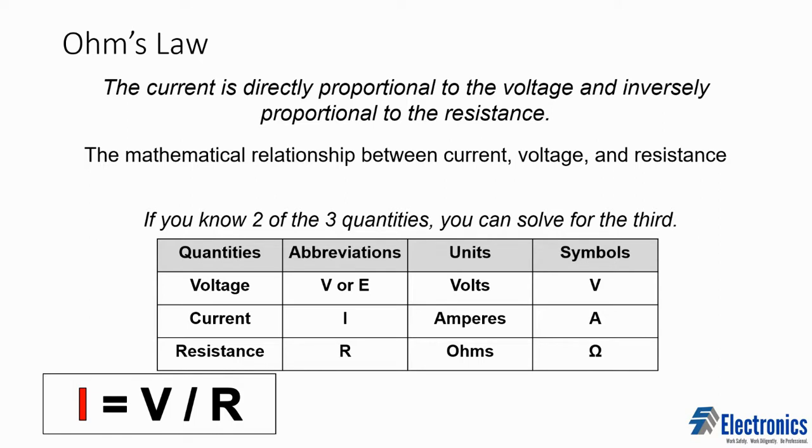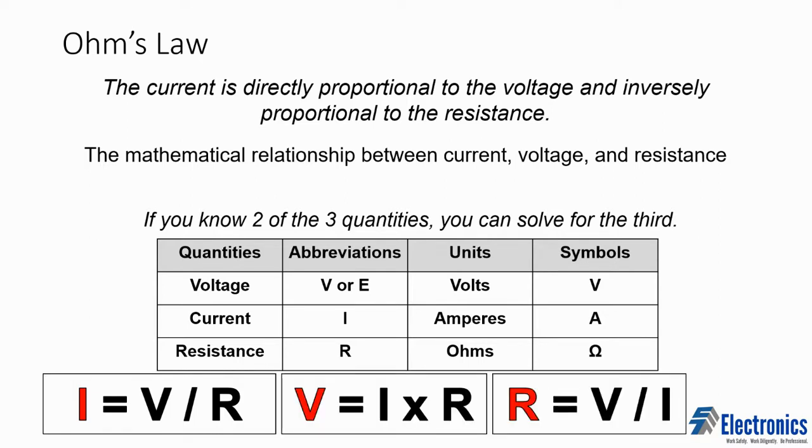And here are the formulas. Current equals voltage divided by resistance. Voltage equals current times resistance, and resistance equals voltage divided by current. If you understand how mathematics work and how these formulas work, you'll see how the proportions work out. But I'm going to show you a chart that'll help you remember which formula to use and when.